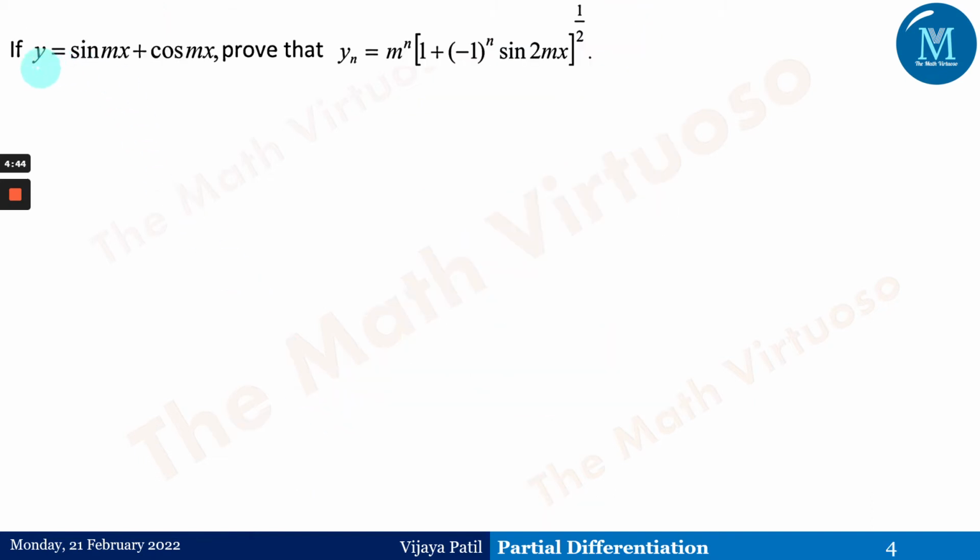Moving towards the next: if y is equals to sine of mx plus cos of mx, prove that yn is equals to m to the power n into 1 plus minus 1 to the power n sine of 2mx, to the power 1 by 2. Now check this. To bring this 1 by 2, we have to arrange this term. Now, before moving ahead, let us go: y is equals to sin mx plus cos of mx.